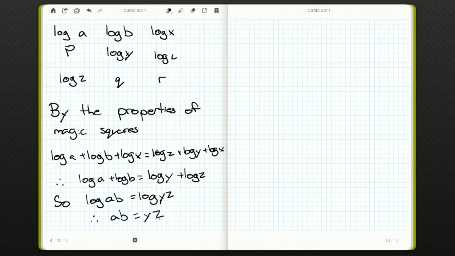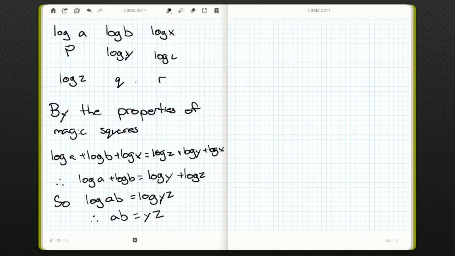We want Y times X times Y times Z, and we want that in terms of A, B, and C. But we have Y times Z in terms of A, B. And all we did was we looked at this row and this column. Okay.